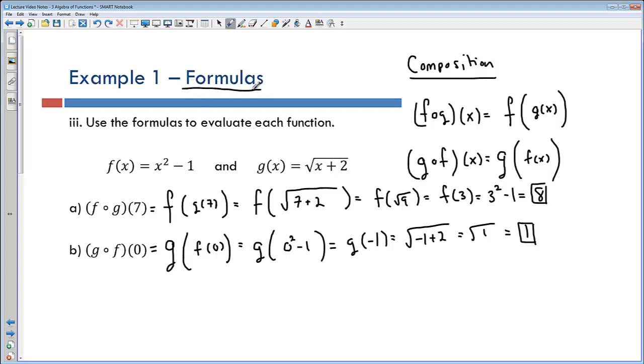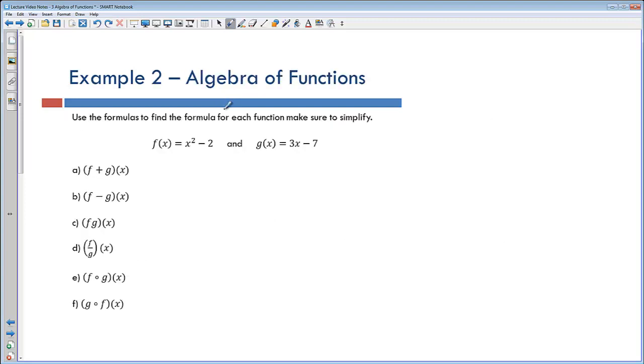All right, so what we've done so far is we've taken a look at graphs, tables, and formulas and evaluating at a point. But now, instead of evaluating at a point, what we want to do is evaluate these at x. So we get a completely new function, not just a value. So we're going to use the formulas, define a formula for each function, and make sure to simplify.